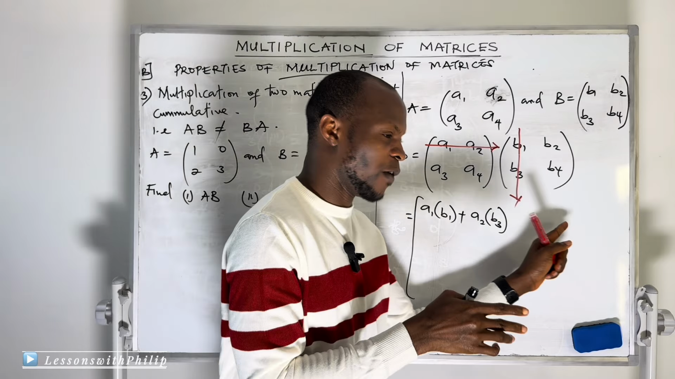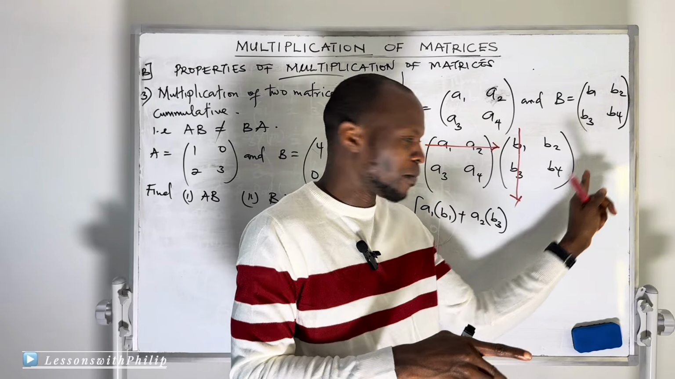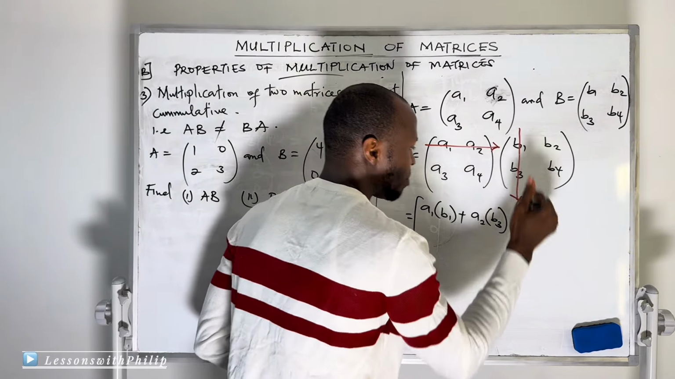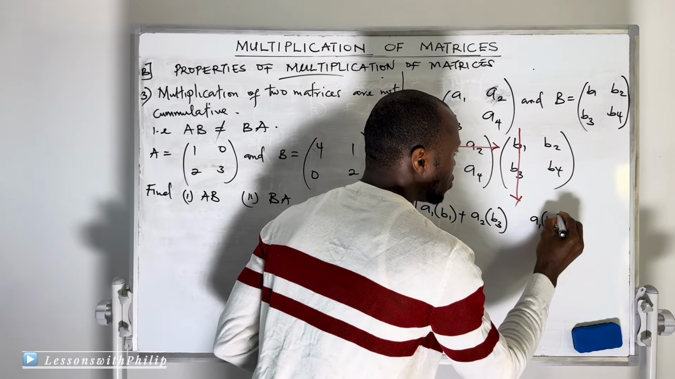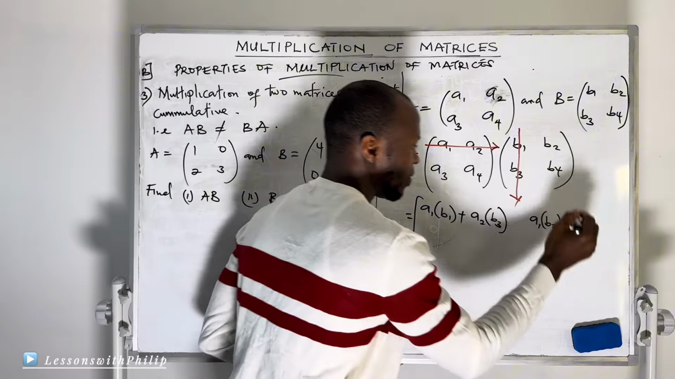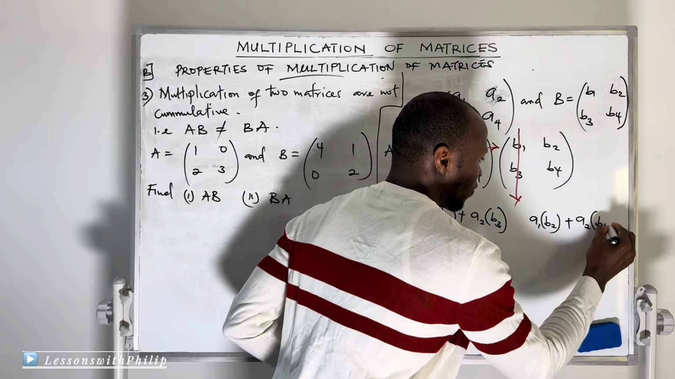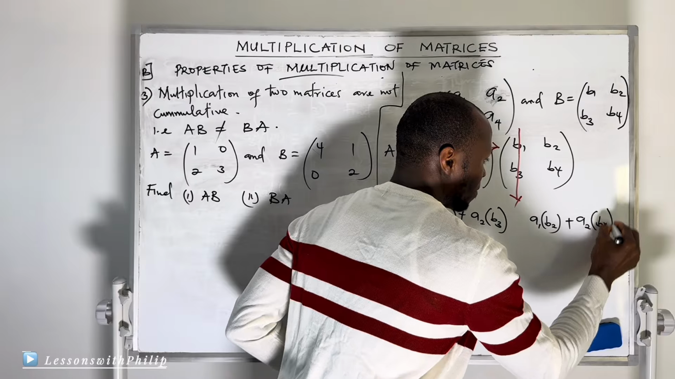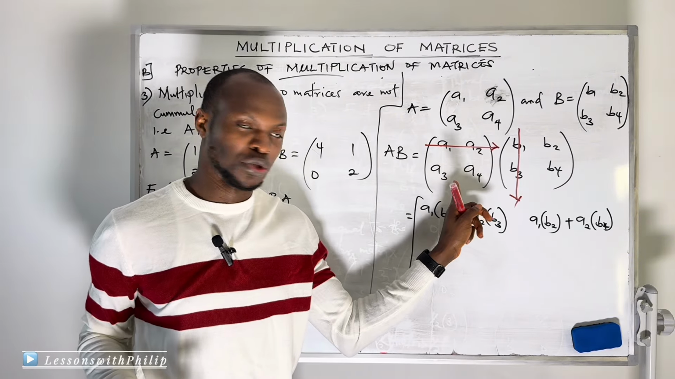Now, to form the first row, the second column, that same row will multiply the second column. So we have A1 multiplied by B2, plus A2 multiplied by B4. Okay? Now, what I have done to the first row, I will do to the second row.